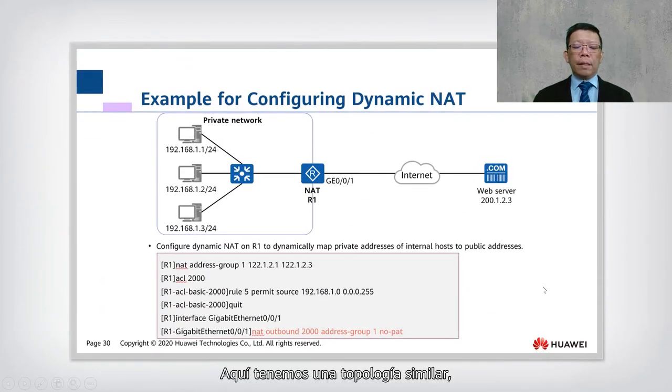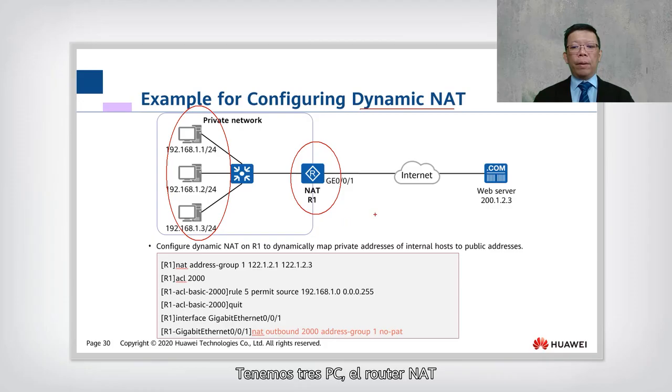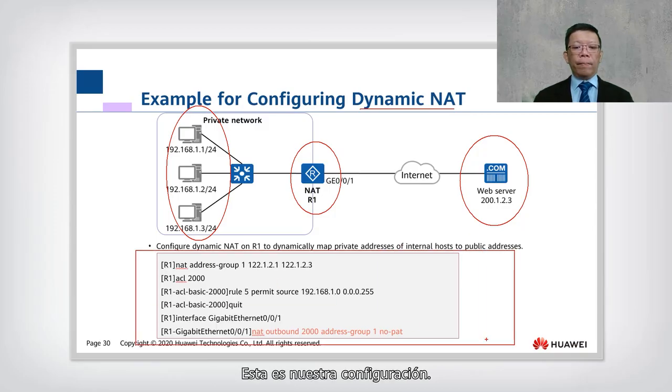So here we have the similar topology, but this time instead of using static NAT, we are using dynamic NAT. The topology is the same. We have 3 PCs, we have the NAT router, we also have the same external server, which is 200.1.2.3, and you can see here our configuration. Remember earlier on I told you step number 1, we have to define our address pool, and the address pool index name is called 1.